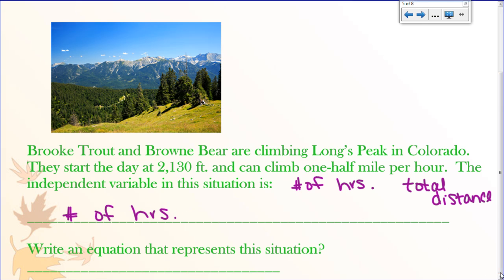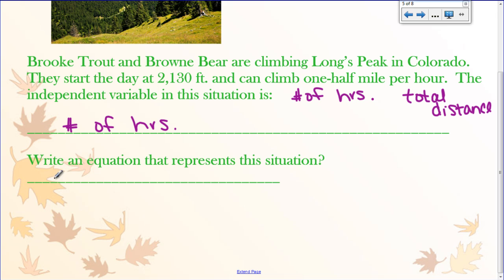So we've got to write an equation to represent this situation. Well, if y is my total distance, and I know that I can go a half mile per hour, so I can go 1/2 mile for every hour that I walk, and I know that I started at 2,130 feet, I have to add that to my distance by hour. That will give me my total distance, and so that's what your equation looks like.